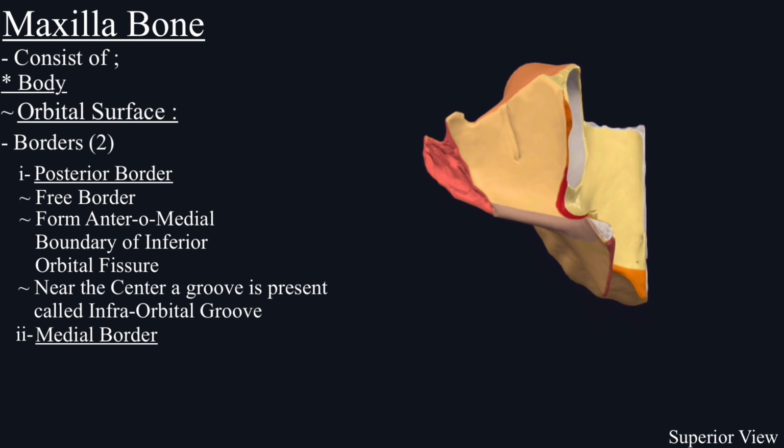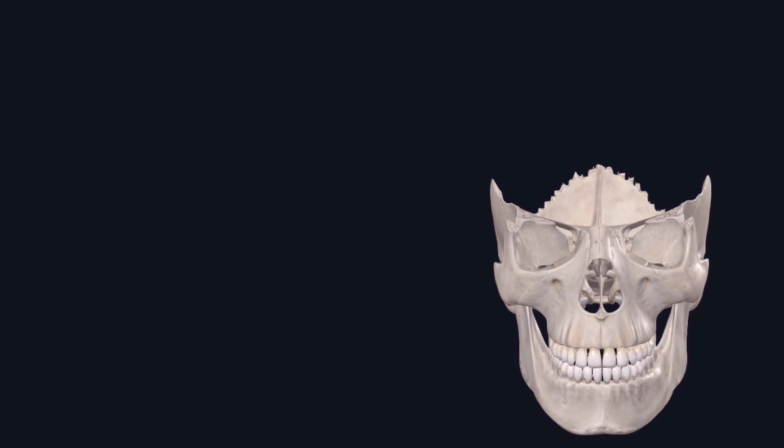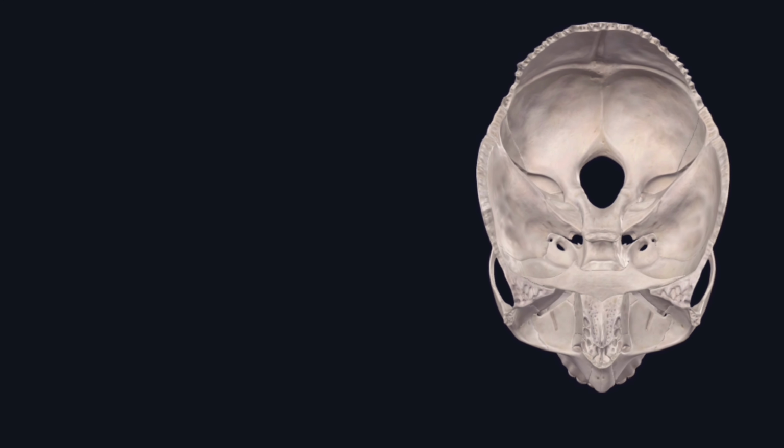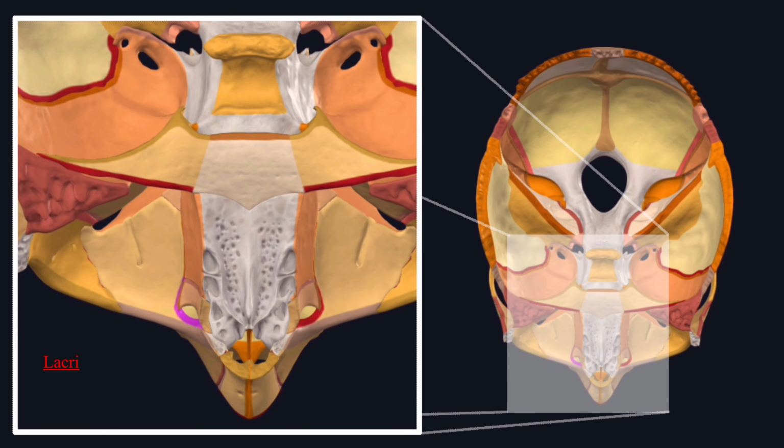Next is the medial border. The medial border most anteriorly forms a notch called lacrimal notch, which is part of the wall of nasolacrimal canal. This is the skull model in which I have removed the frontal and parietal bones. In the superior view, this is lacrimal canal and this is lacrimal notch on the maxilla bone, which forms part of the wall of nasolacrimal canal.